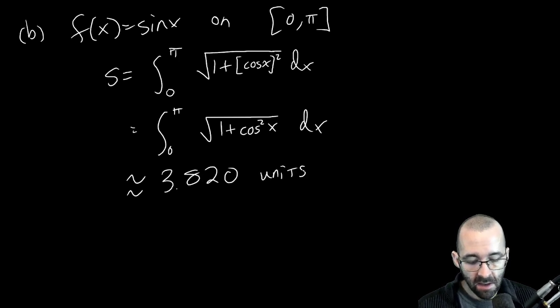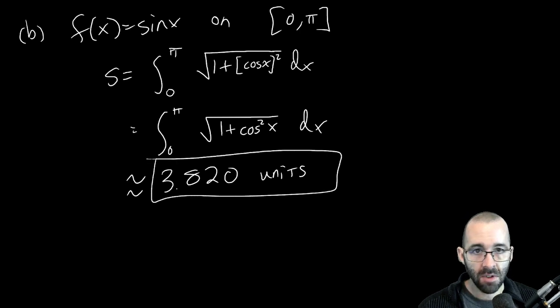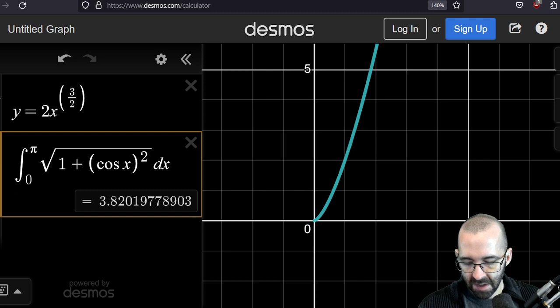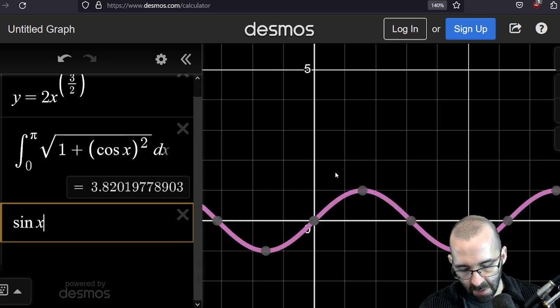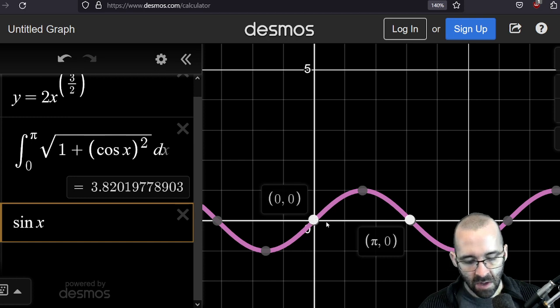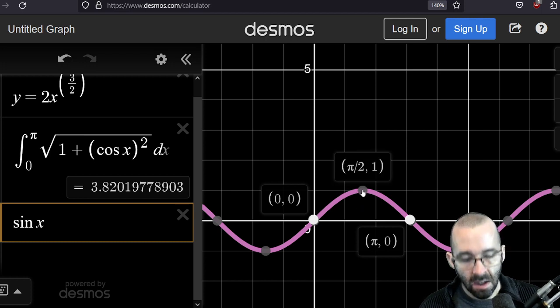Again, this is a length, so we're going to try to use units whenever possible. Which again, to visualize this, this is sine of x from 0 to pi. What is this arc length? And again, we could approximate it by just drawing a triangle with height 1 and width pi.